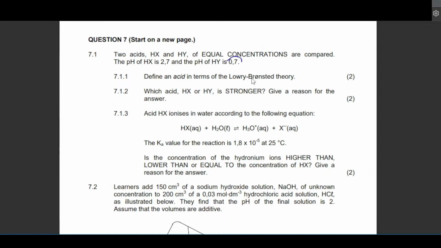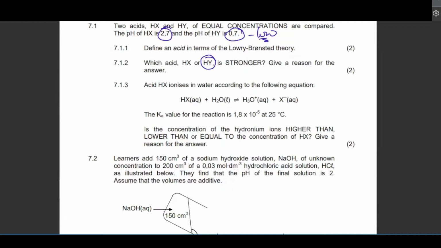Based on the pH which is given here, the pH here is low. So if the pH is low, therefore the acid is stronger. It ionizes more than this. Therefore, the answer is going to be Y. And then why? Because it has a lower pH, or it can produce more hydrogen ions, hydronium ions, than the other acid. Then they're saying that acid X, HX, ionizes in water according to the equation.